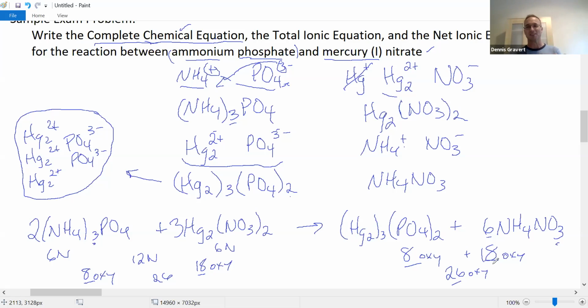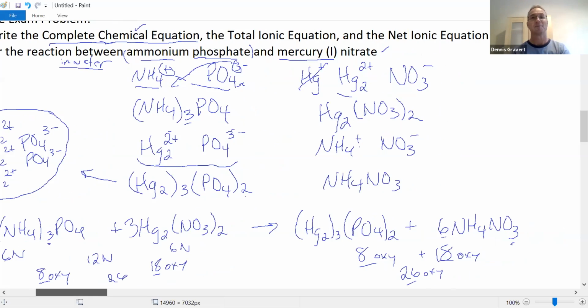Okay, the hardest part's over. We just need the physical states. Okay, so from the problem, we're not told these are aqueous or solid or whatever. We're going to assume that water is involved here. Maybe it should have said for the reaction in water, so that you realize there's a chance things could dissolve because there is some water. And then we have to use solubility rules.